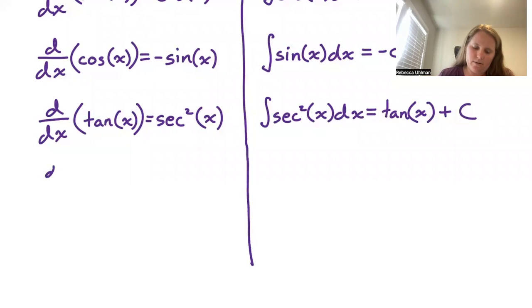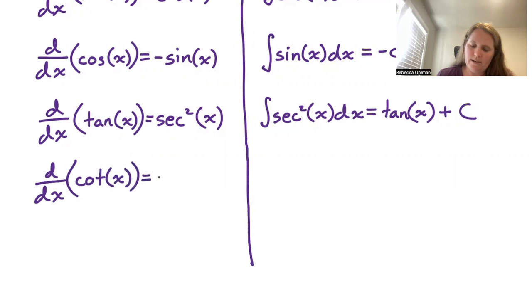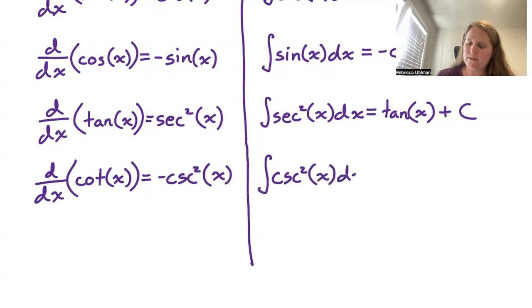Next up, we had our derivative of cotangent of x was a negative cosecant squared x. So this corresponds to the integral of cosecant squared x dx is a negative cotangent of x plus c.